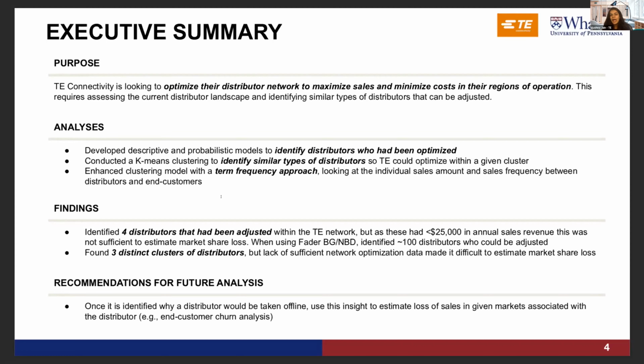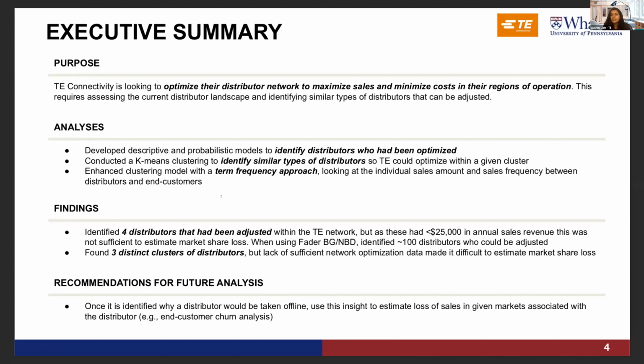The findings that we had from these studies were that first we identified 4 distributors that had been adjusted within the TE network, but since they had less than $25,000 in annual sales revenue, this was really not sufficient for us to estimate market sales loss. We also used another probabilistic model, which is Professor Fader's BG/BB model, which identified around 100 distributors that in fact could be terminated.